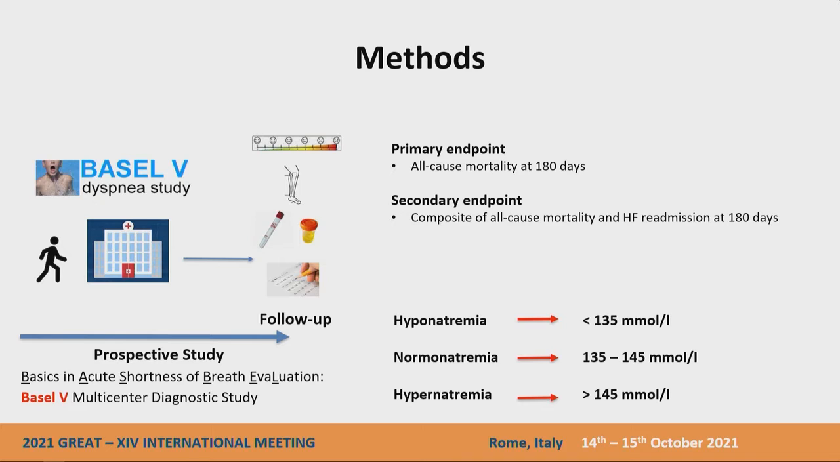Patients were categorized into 3 groups according to the baseline serum sodium levels, namely hyponatremia, defined as serum sodium level of less than 135 millimole per liter, normonatremia between 135 and 145, and hypernatremia more than 145 millimole per liter.